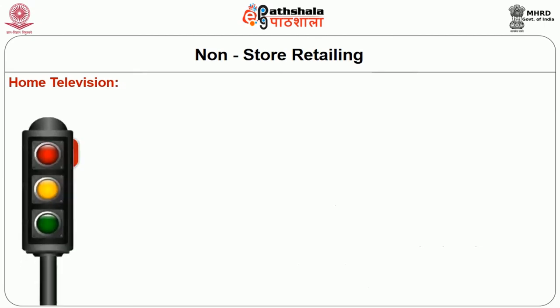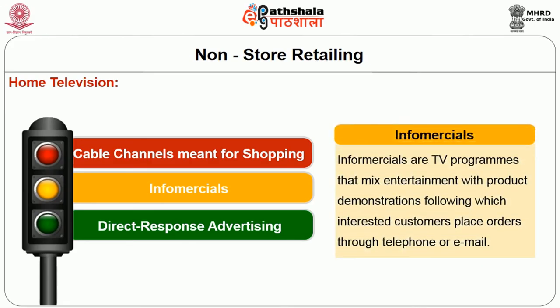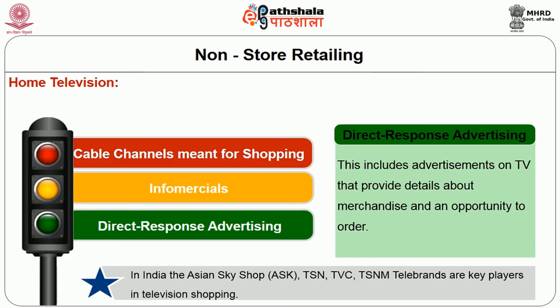There are three types of television shopping, namely cable channels meant for shopping, infomercials and direct response advertising shown on TV. Infomercials are TV programs that mix entertainment with product demonstrations, following which interested customers place orders through telephone or email. Direct response advertising, including advertisements on TV, will provide details about the merchandise and an opportunity to order. In India, Asian Sky Shop, TSN, TSNM are key players in television shopping.